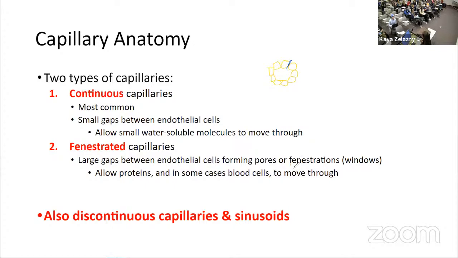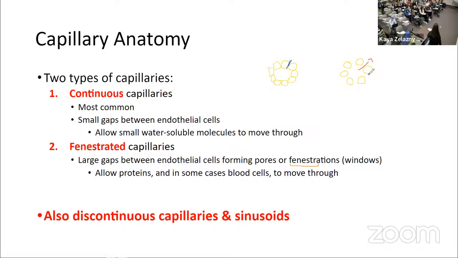The fenestrated capillaries are different in that they have bigger gaps. Fenestra is a window. So fenestrations are big windows. We just see endothelial cells that are essentially more spread out if we were thinking about a fenestrated capillary. So we'd have much larger gaps, allowing much larger things to go through. Depending on what system you're talking about, this gap could potentially be large enough for a protein or maybe even a blood cell to go through.